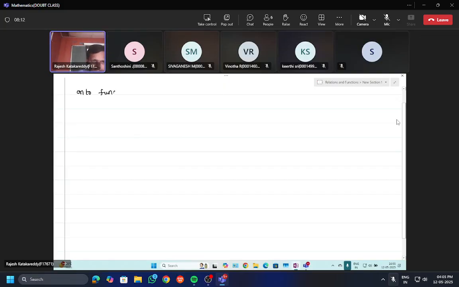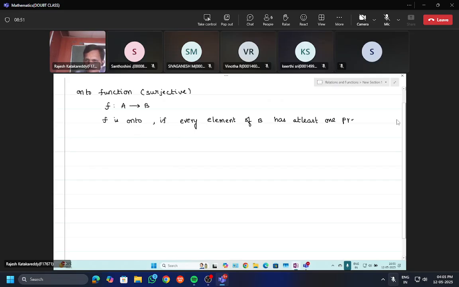Onto function is also called a surjective function. We say a function f defined from A to B, where A and B are two non-empty sets, is an onto function if every element of B has at least one preimage. What does this mean? If I take any element from set B, it has at least one preimage. This is what the onto function says, right?